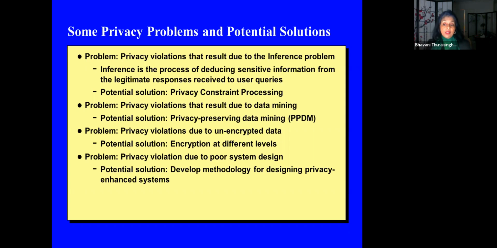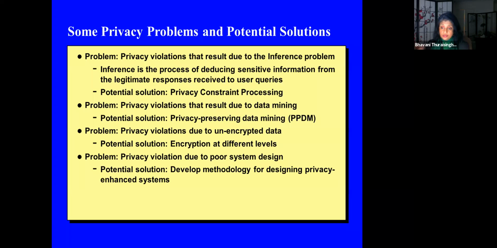So anyway, second is privacy violations that result due to data mining. As I said, you can mine and extract those nuggets, right? And those nuggets could be highly private. With privacy preserving data mining, the individual data values could be private, but then you want to do data mining to get information like people who live in this part of the country have a higher incidence of diabetes or COVID-19 or cancer or whatever.